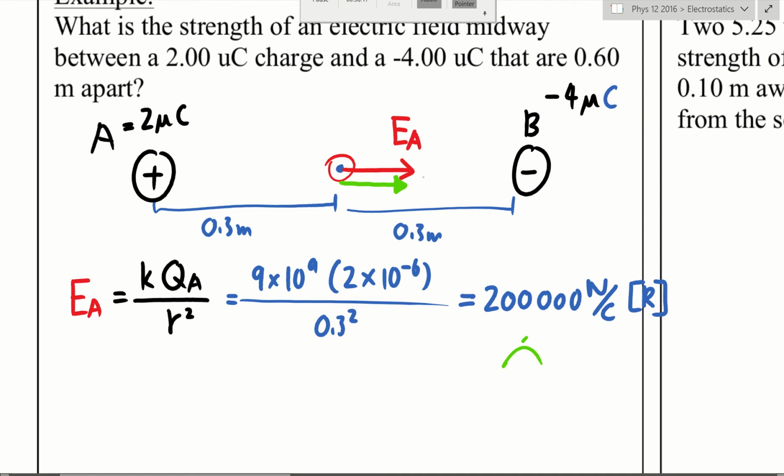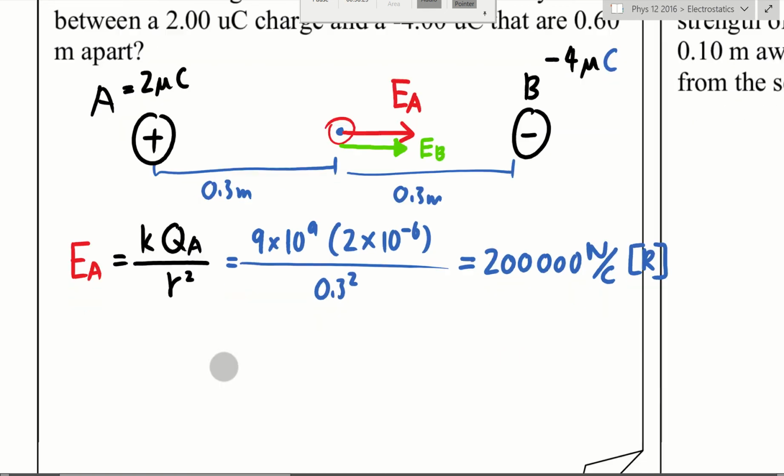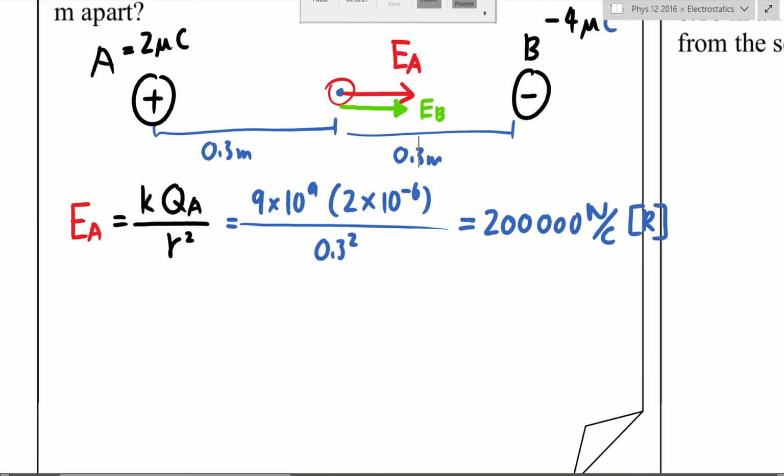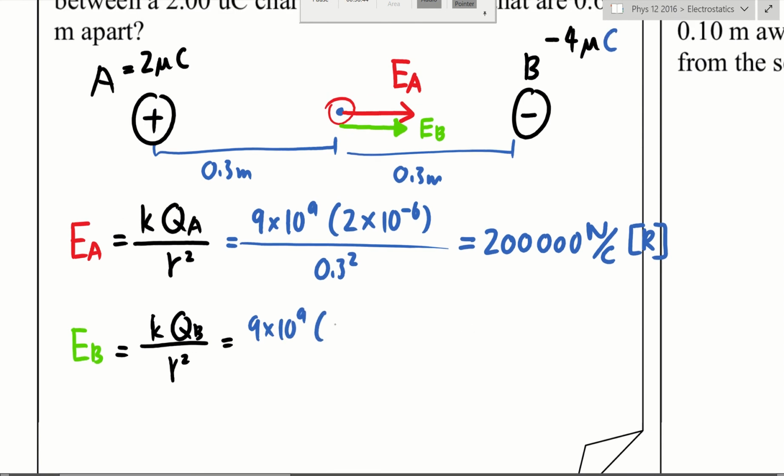So this is your electric field B coming from charge B. And that also points to the right. So that means once you get the answer, they should be added. The picture tells you add or subtract. Don't rely on the equation for anything. The equation gives you the number. So for example, in this case, 9 times 10 to the 9 is the Coulomb constant. The charge is 4 microcoulomb.